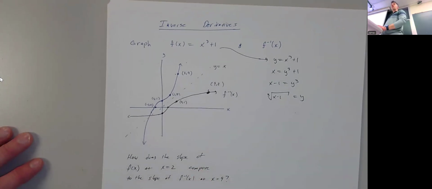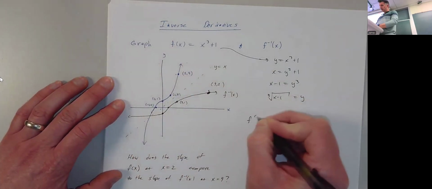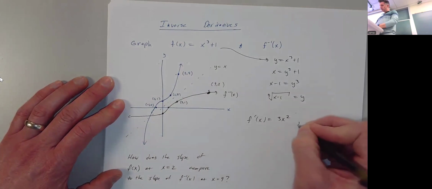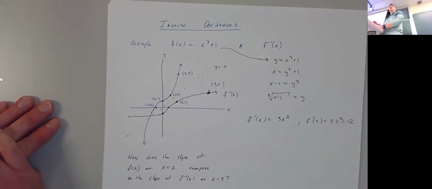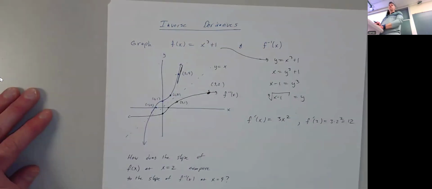Well, let's take a look. First one's not too hard. f prime of x is equal to 3x squared. So if I plug in 2, f prime of 2 is equal to 3 times 2 squared, which is 12. Pretty steep, which looks reasonable, right? That slope there certainly seems like it's pretty steep.